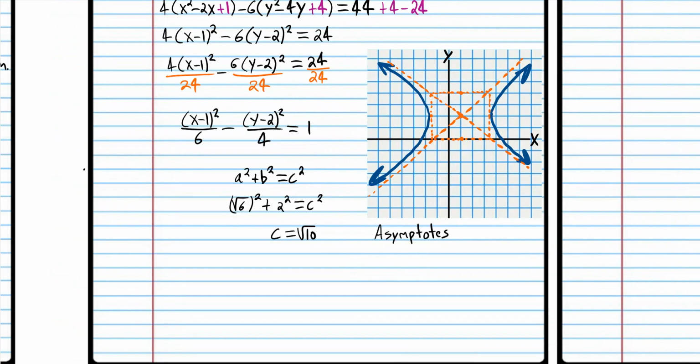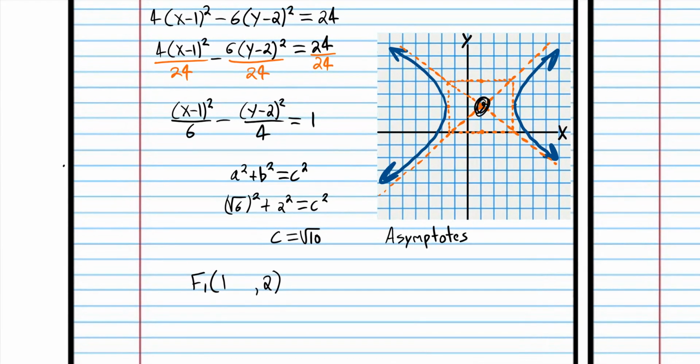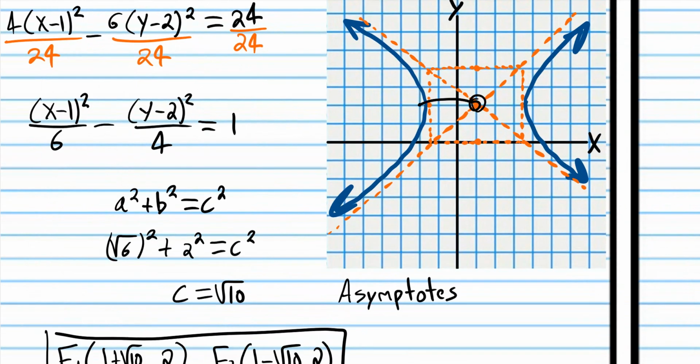So what we're going to do is start at the center. The center is 1, 2. So I'm going to write 1 and then 2. But we want to move from the center to the right to get to our focus. So I'm going to add root 10. That's the c value, the distance from the center to the focus. So that is one of our foci. Now the other focus, which I'm going to call F2, is 1 minus root 10, 2. So we're starting from here and we're going to the left, so we have to subtract root 10.